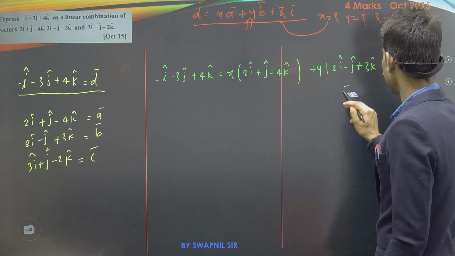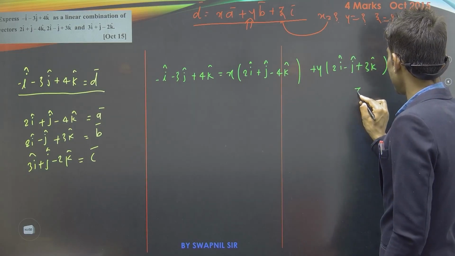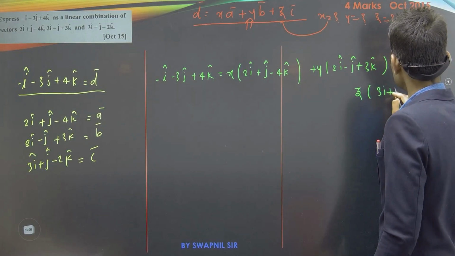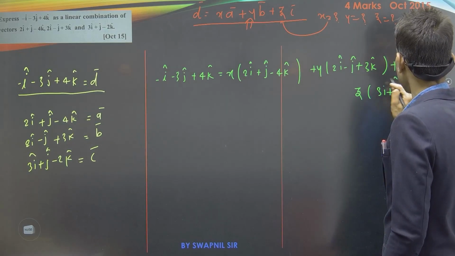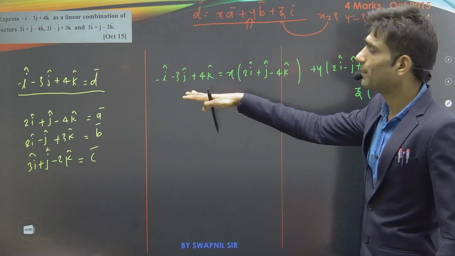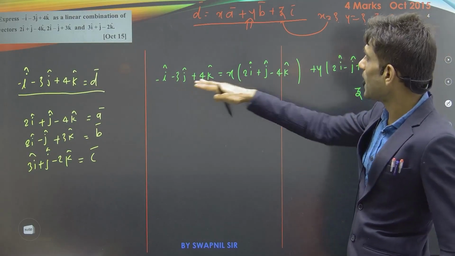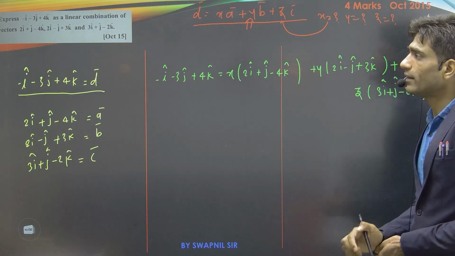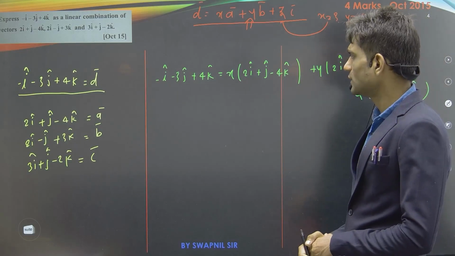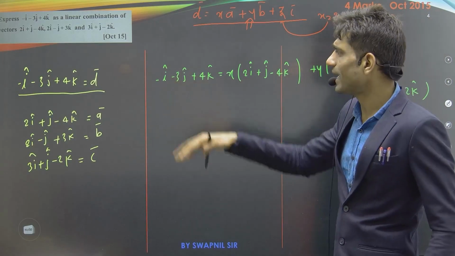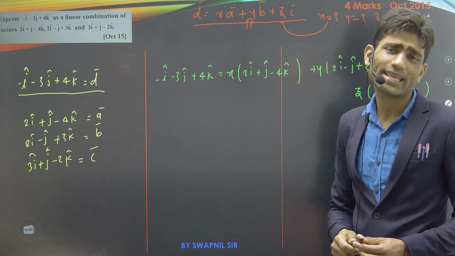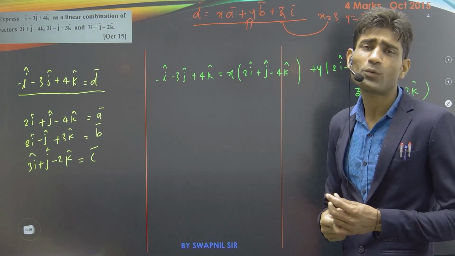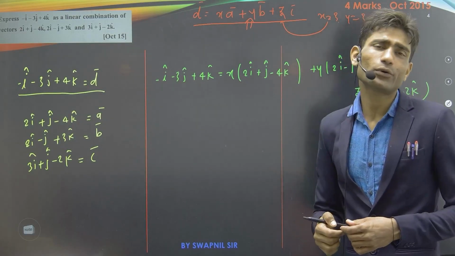So z into c bar, what is the value for c bar? 3i cap plus j cap minus 2k cap. So basically I have written d bar equal to x into a bar plus y into b bar plus z into c bar as the linear combination. Now on one side we have the values for i cap, j cap, k cap. Similarly, go for the other side and convert all of it into the form of i cap, j cap, k cap, so it is easier to compare both sides.